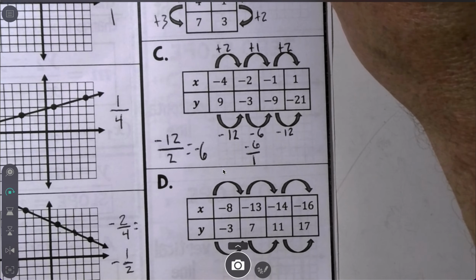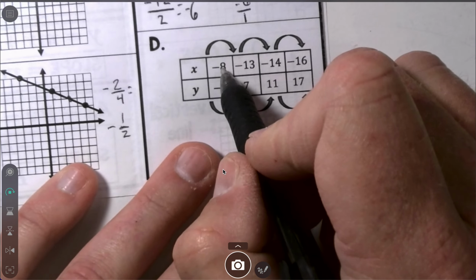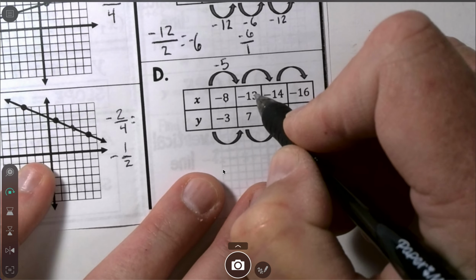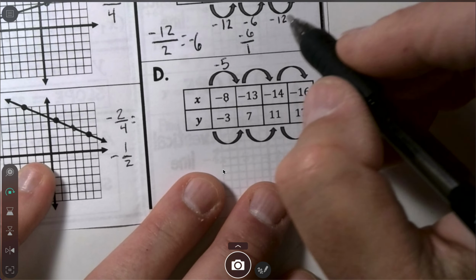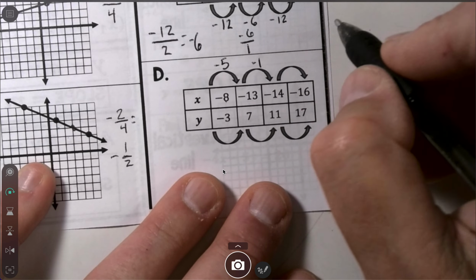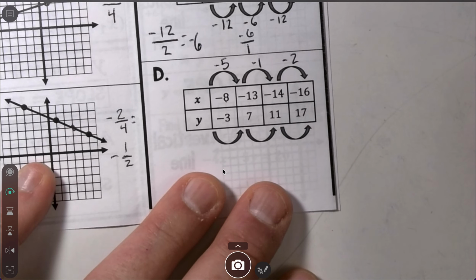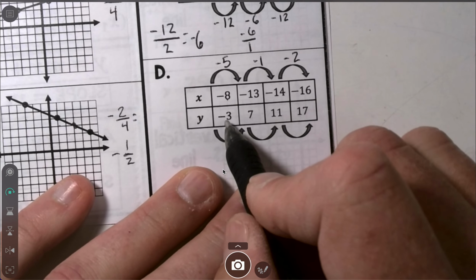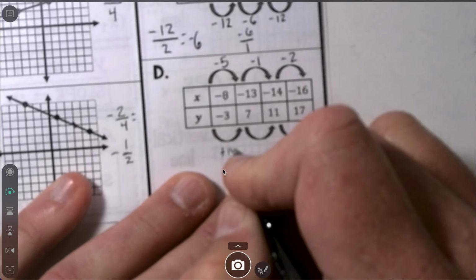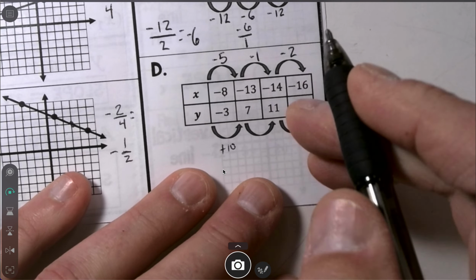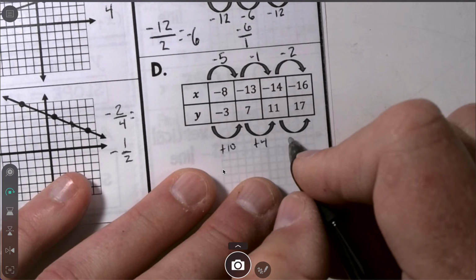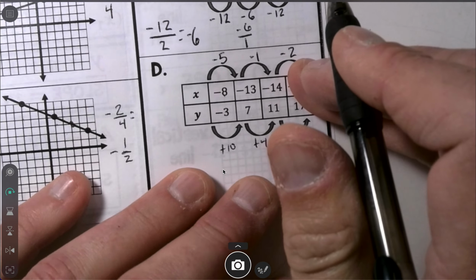Okay? What about letter D down here? What do I do to get from negative 8 to negative 13? Minus 5. And from negative 13 to negative 14? Negative 1. And then from negative 14 to negative 16 is minus 2. Wow, this is a weird one. Okay, so what do I get from negative 3 to 7? That's a plus 10. And then what from 7 to 11? That's a plus 4. And then what about from 11 to 17? That's a plus 6. Okay?